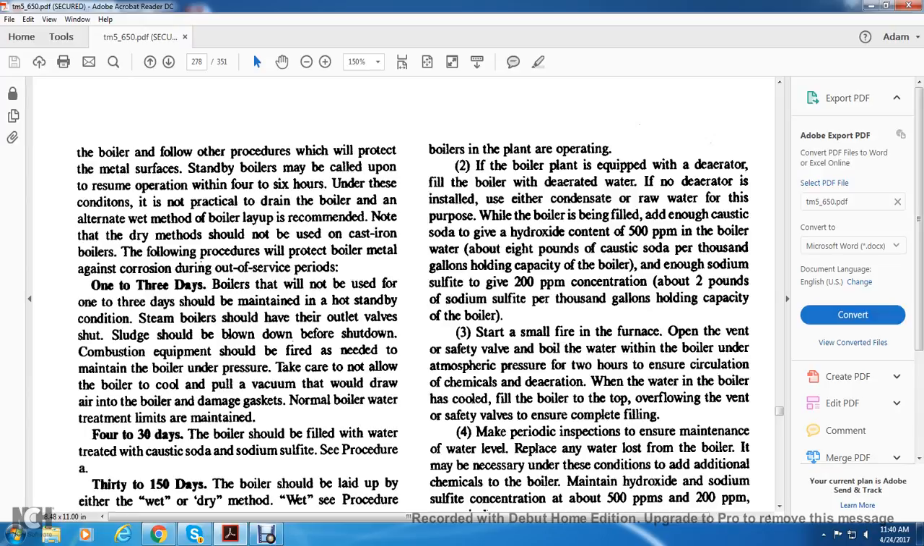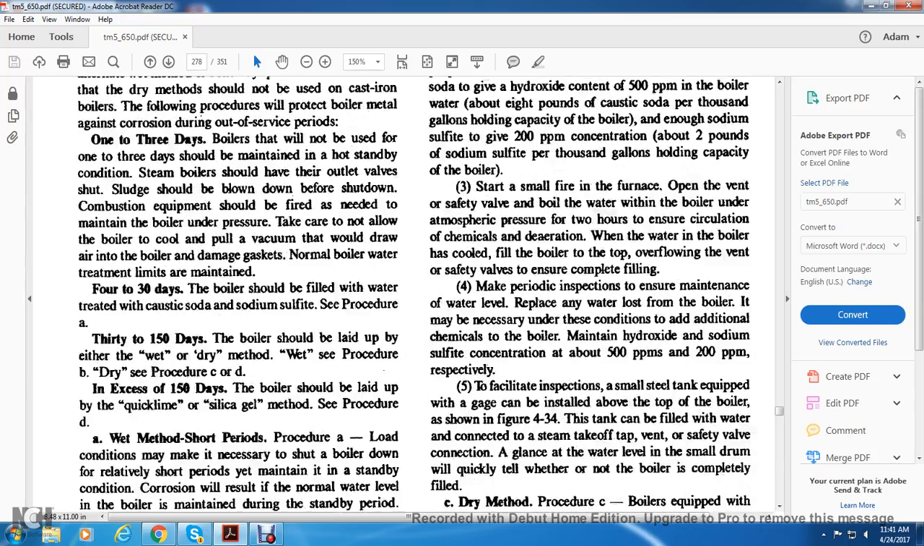1 to 3 days. Boilers that will not be used within 1 to 3 days should be maintained in a hot standby condition. Steam boilers should have their outlet valve shut. The sludge should be blown down before shutting down combustion equipment. Combustion equipment should be fired as needed to maintain proper pressure, so as not to allow the boiler to cool or pull a vacuum that would draw air into the boiler, and normal boiler water treatment limits are maintained.